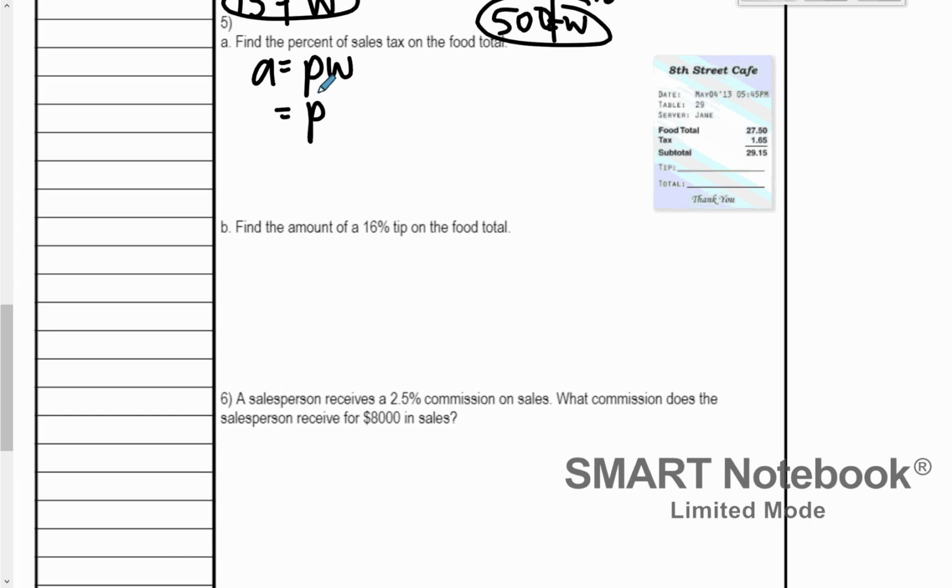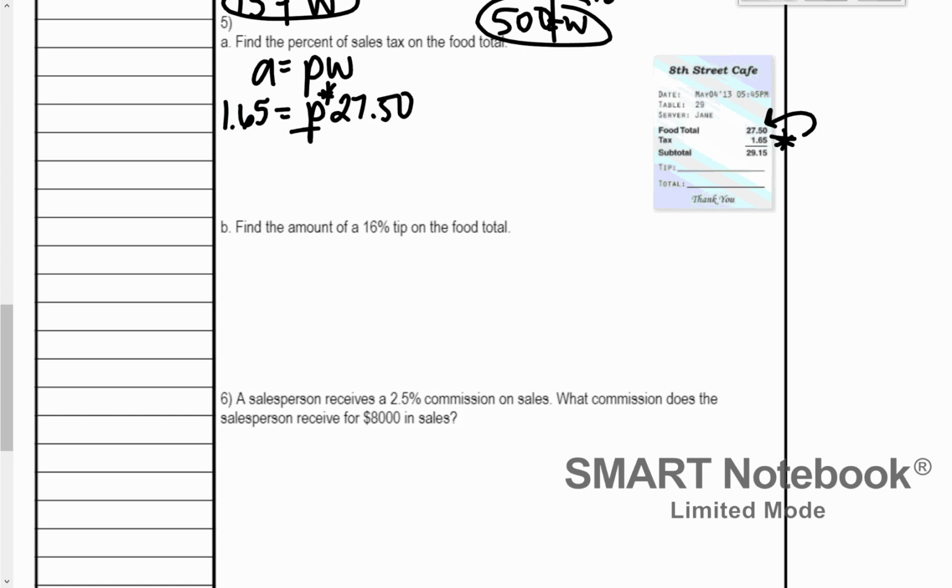Okay, our whole entire bill comes to $27.50. Now we're not going to multiply it by with the tax included because we want to know what percent this tax is of what we were being charged. Okay, so we want to use that food total, not that subtotal. And then that tax is equal to $1.65. That's our part. We want to know what percent is $1.65 of $27.50.